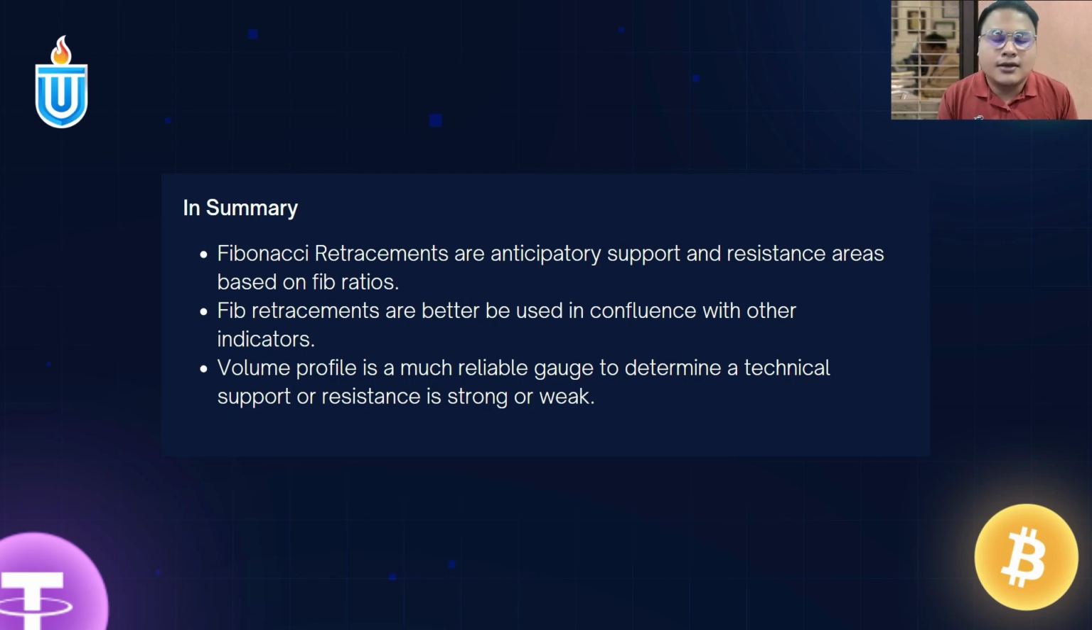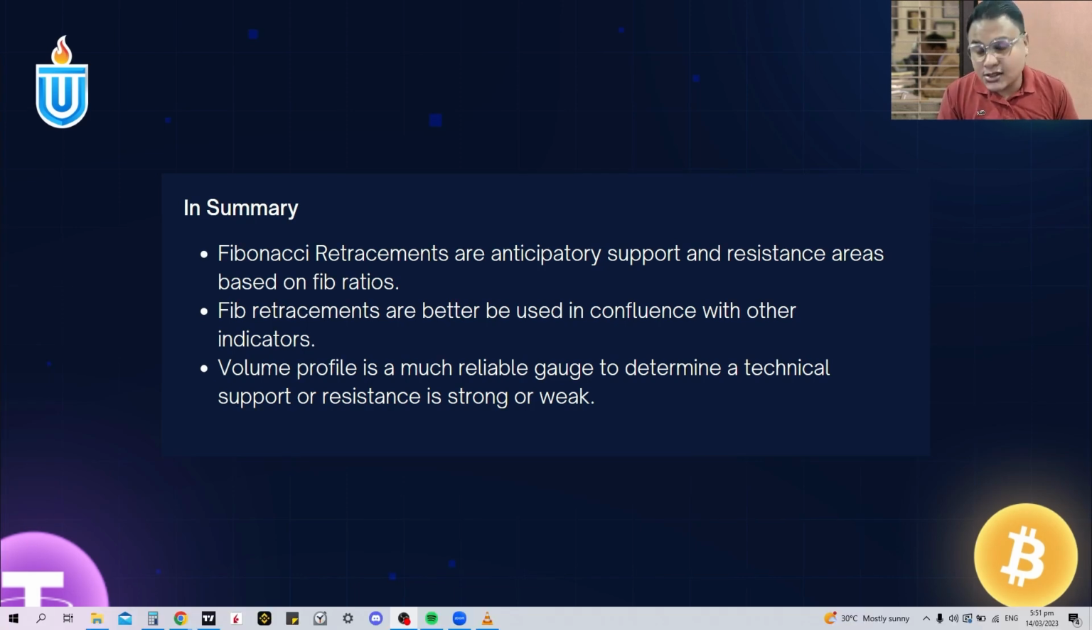So in summary, yung mga diniscuss ko na indicators, yung Fibonacci retracements are anticipatory support and resistance areas na based sa Fibonacci ratios. Pangalawa, yung Fibonacci retracements are better used in confluence with other indicators like volume profile and moving averages. And lastly, sa volume profile naman, much more reliable gauge siya to determine a technical support or resistance, if malakas ba yun or mahina. So that ends my discussion in Fibonacci retracements and volume profiles.